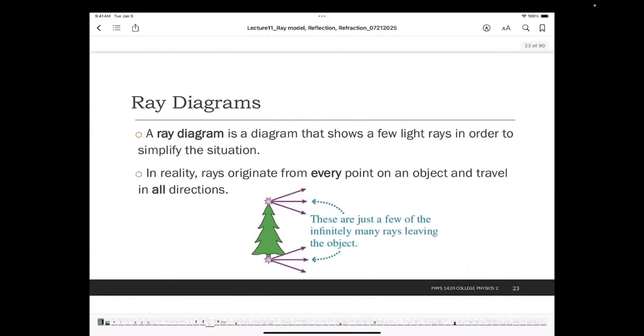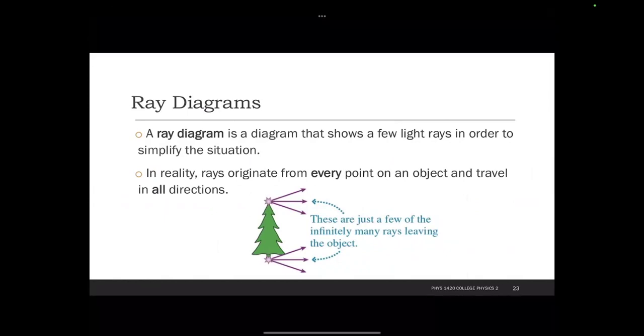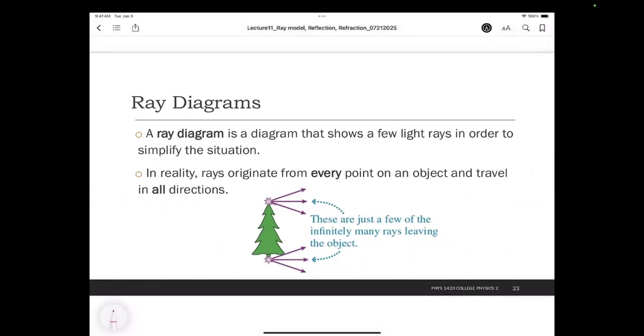Okay, and then let's talk about the ray diagrams. A ray diagram is a diagram that shows a few light rays in order to simplify the situation. In reality, rays originate from every point on an object and travel in all directions. These are just a few of infinitely many rays leaving the object.